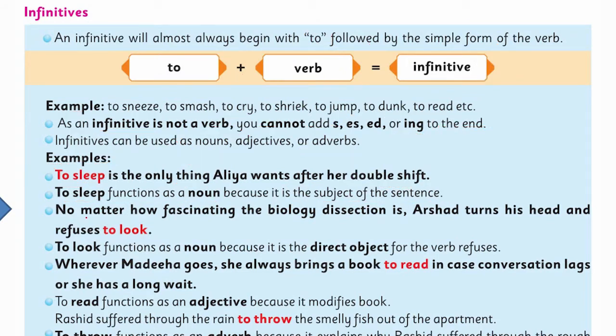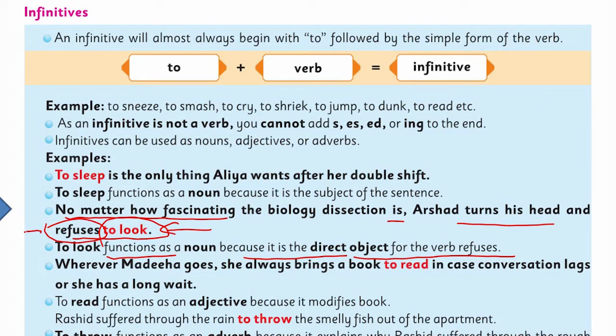No matter how fascinating the biology dissection is, Aisha turns his head and refuses to look. To look functions as a noun because it is the direct object for the verb refuses. Refuse क्या है आपका? Verb है और इसके लिए क्या है? ये direct object है. As a noun act कर रहा है यहाँ पर to look. आपका infinitive to look जो है as a direct object काम कर रहा है verb के लिए जो कि refuse है.